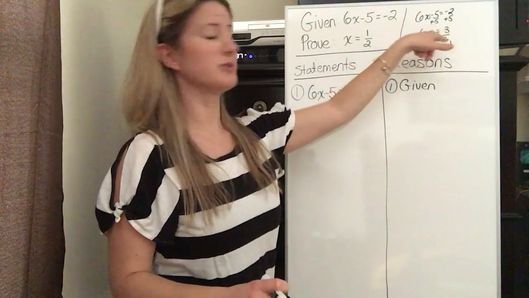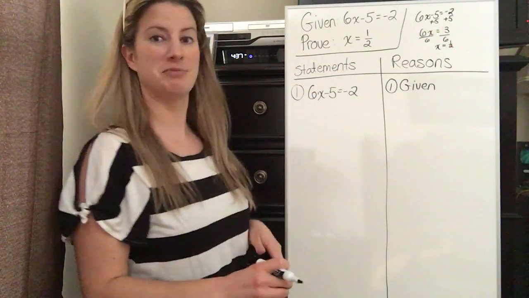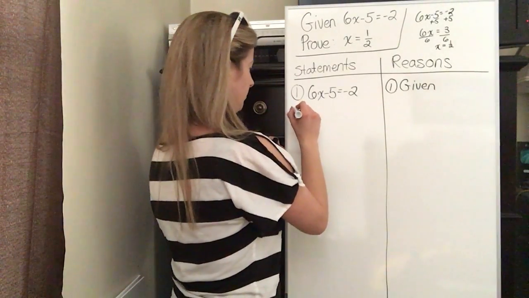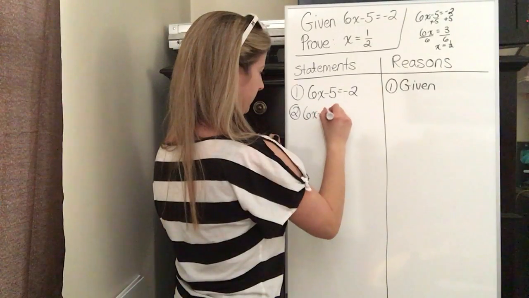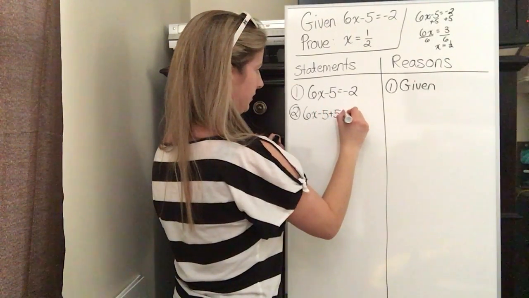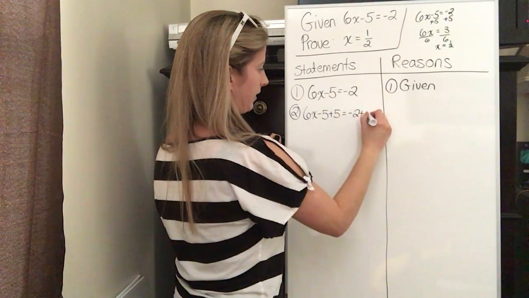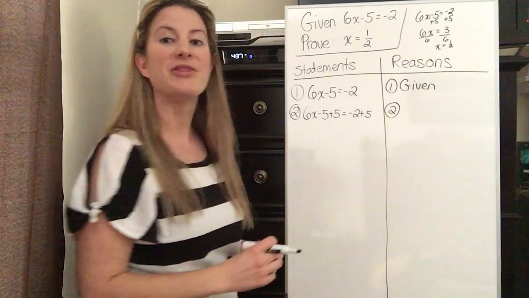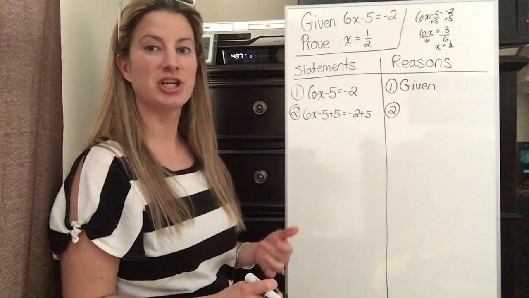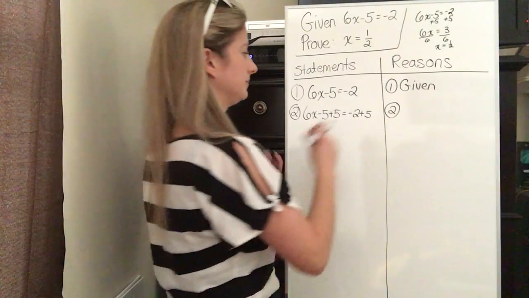So that first thing that you did was you added 5 to both sides. So that's going to be your step 2. And the reason for that is the addition property of equality.